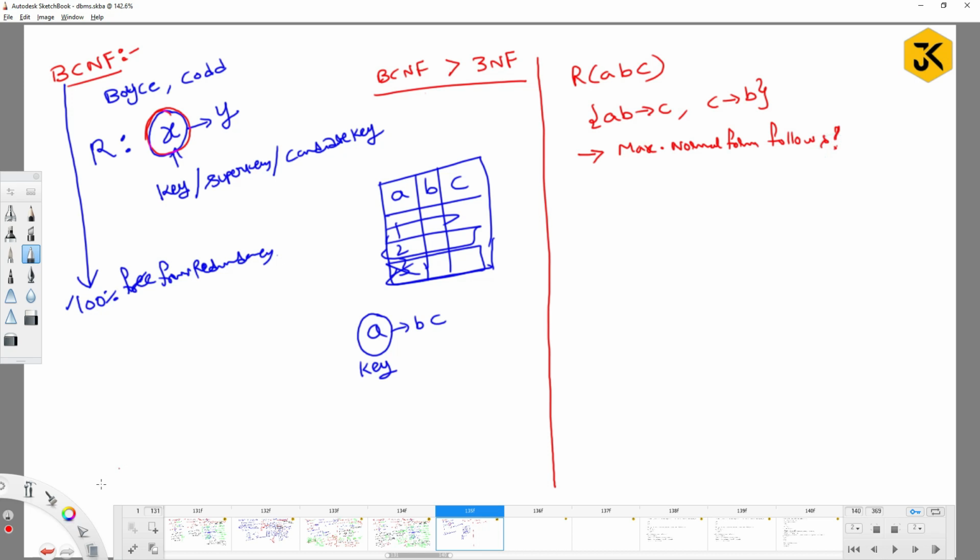Obviously, is it following 1NF? Definitely it will follow 1NF. We have to check only 2NF, right? 2NF means what? It has to be free from partial functional dependence. So for this, first you have to find the candidate keys. What is meant by candidate keys? AB is one candidate key. AC is another candidate key, right? Now is it following 2NF?